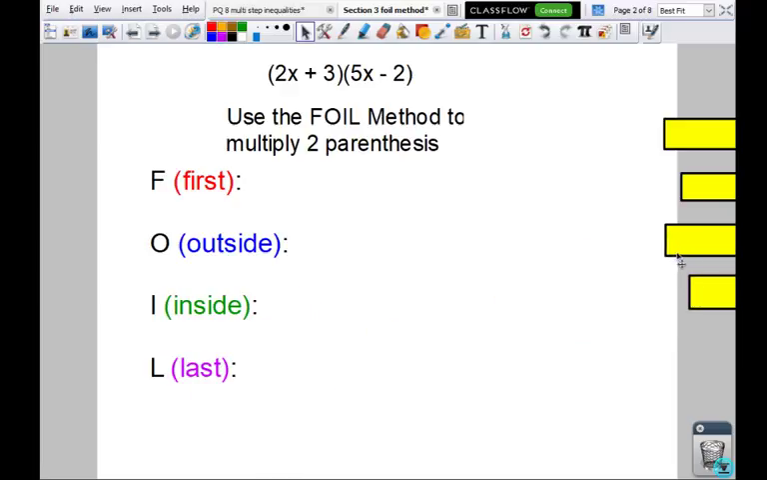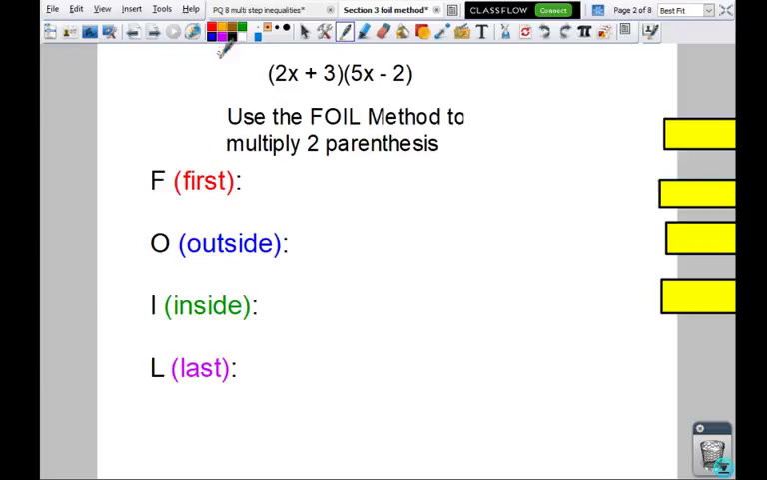It stands for first, outside, inside, last. And what this does is it tells us what to multiply together. So first, outside, inside, last, our FOIL method.